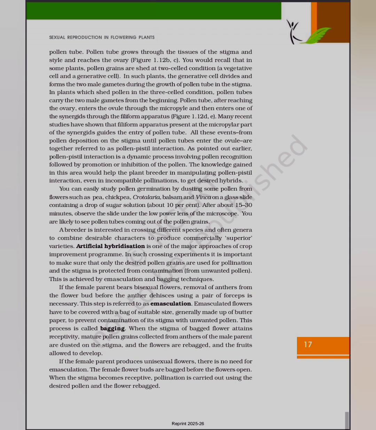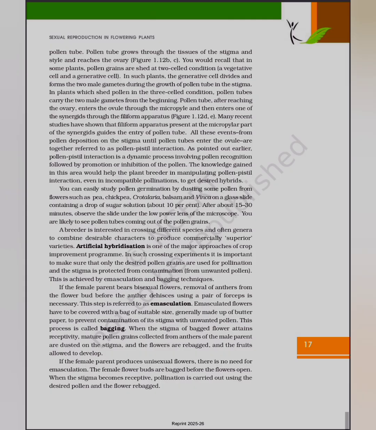Artificial hybridization is one of the major approaches of crop improvement programs. In such crossing experiments, it is important to make sure that only the desired pollen grains are used for pollination and the stigma is protected from contamination by unwanted pollen. This is achieved by emasculation and bagging techniques.